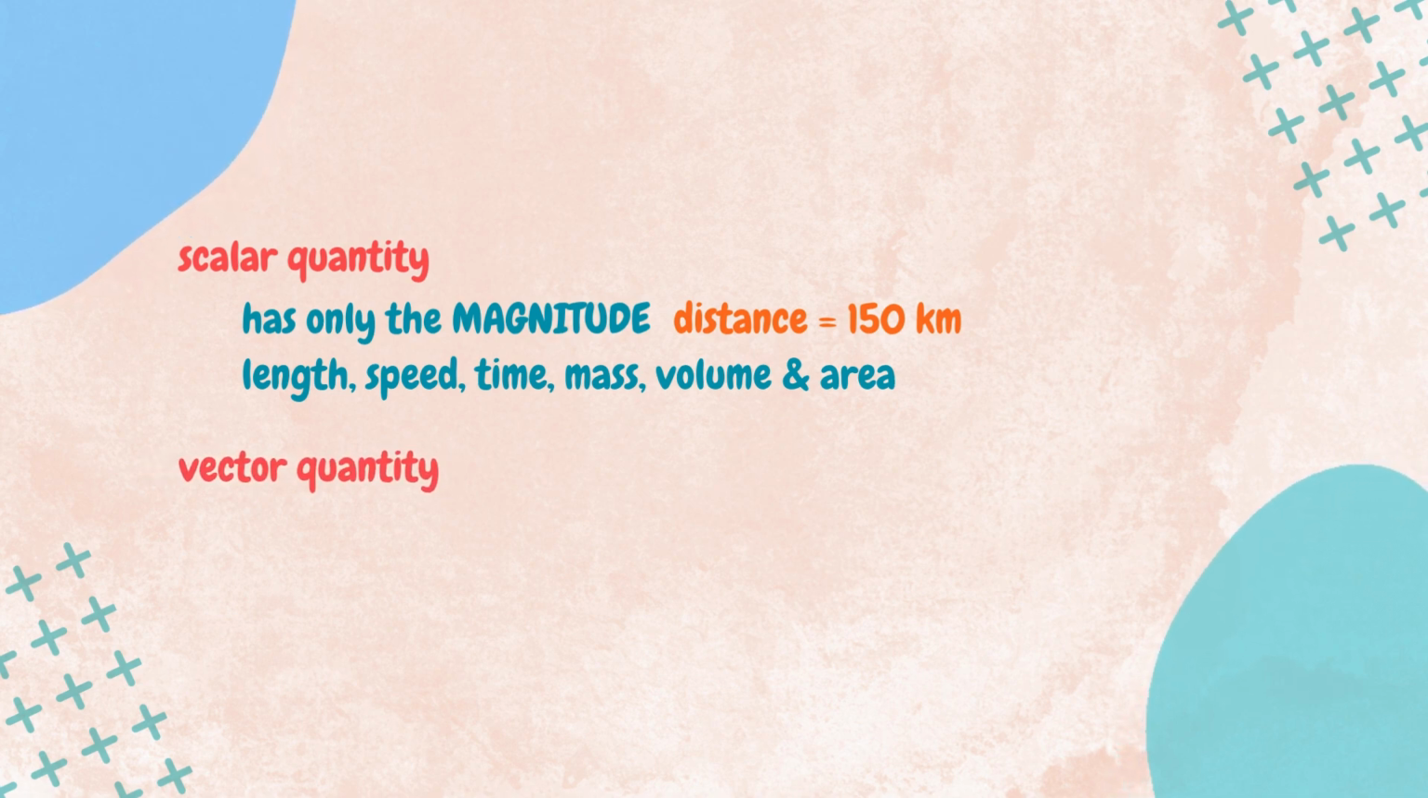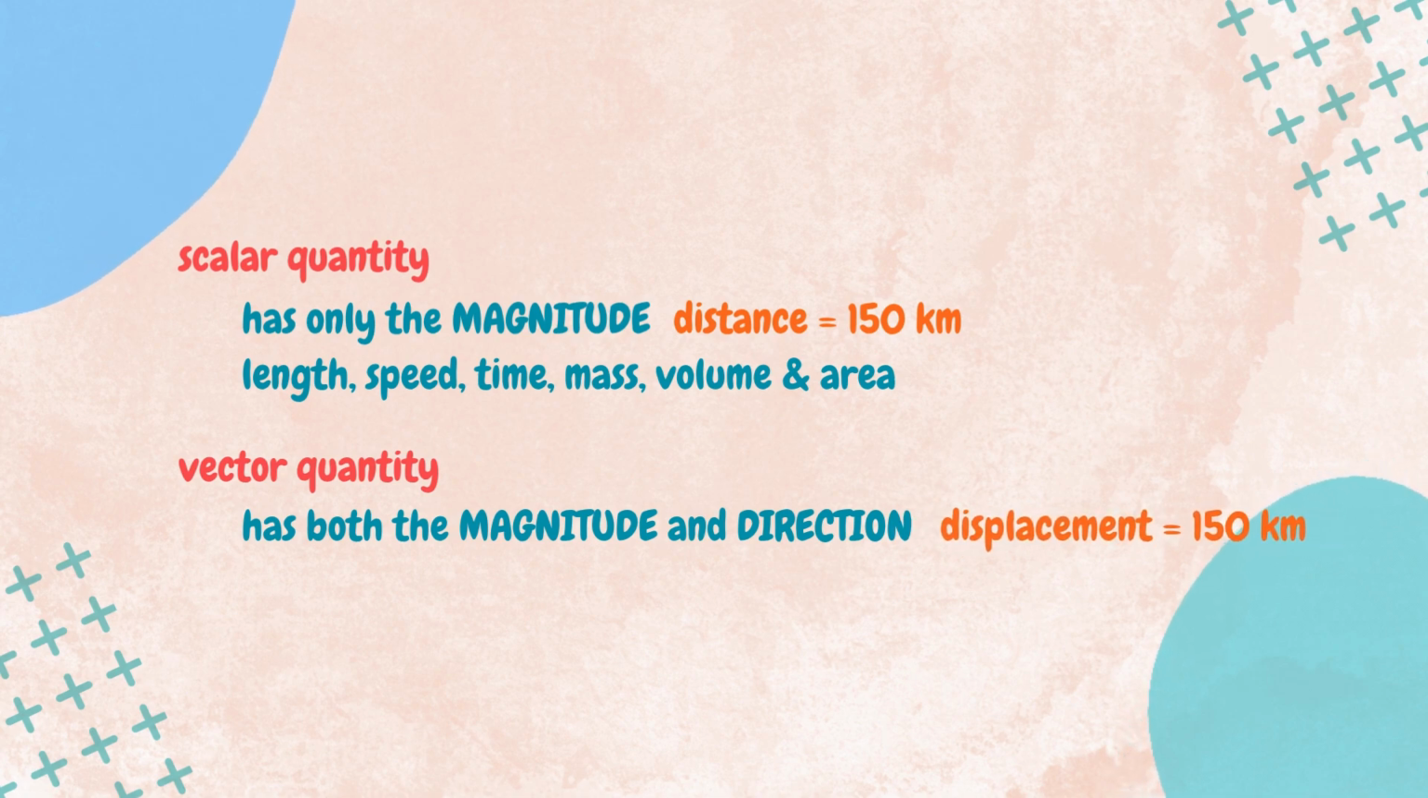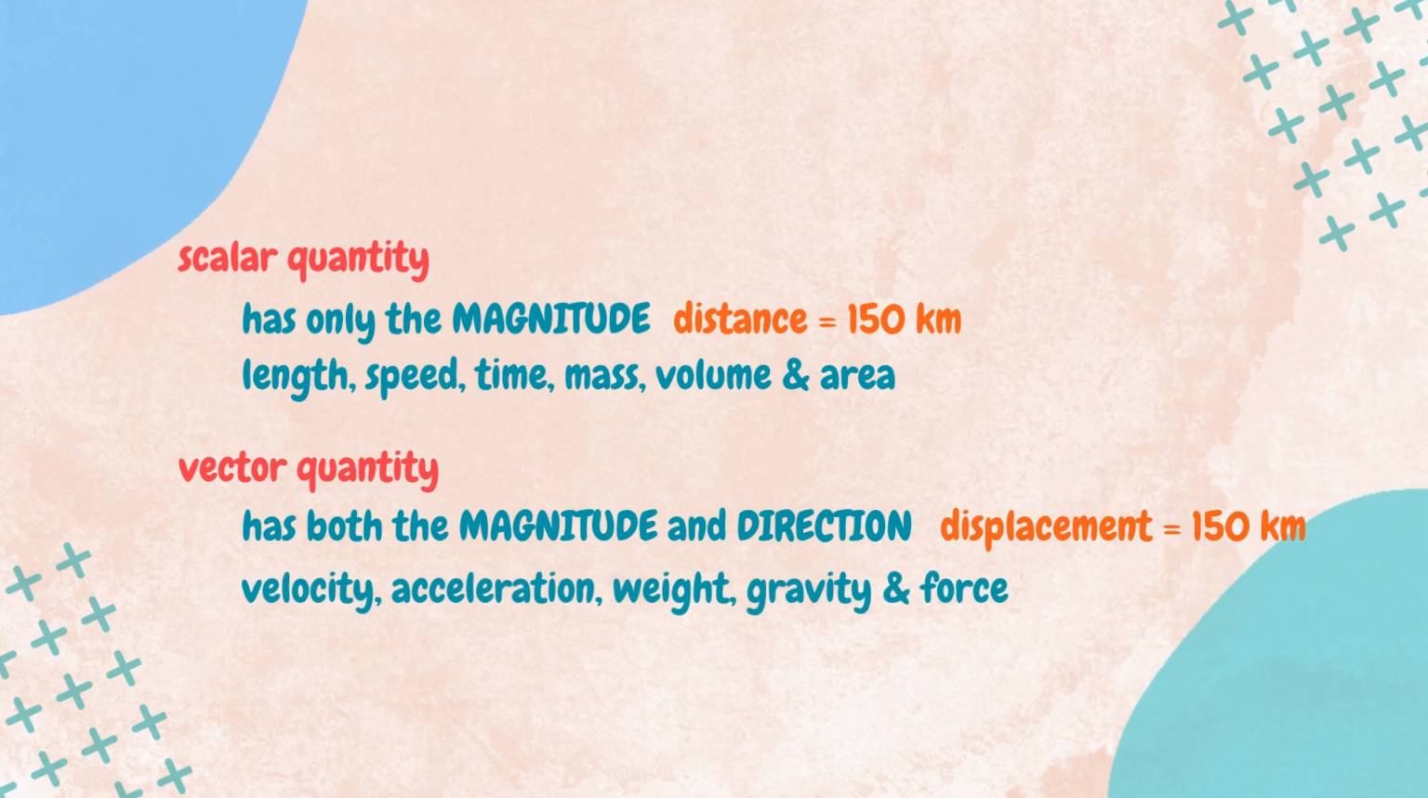A vector quantity is a quantity that has both the magnitude and direction. Vector quantities are represented by both the size and direction of the quantity. For example, displacement is equal to 150 kilometers north. Displacement is a vector quantity. As noted, it is represented by both the size, which is 150 kilometers, and the direction of the quantity, which is north. Some other common examples of vector quantities are velocity, acceleration, weight, gravity, and force.